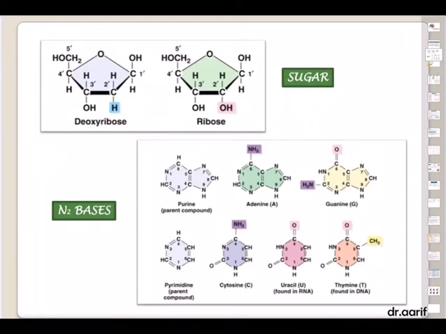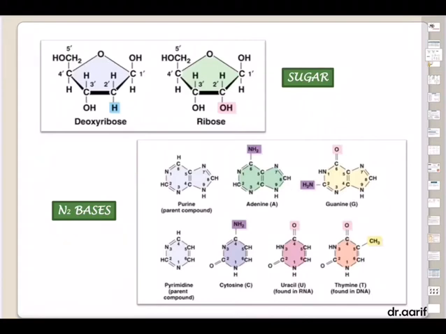Now please look at the diagram. Purines are double ringed structure. Two rings are there, 1 and 2. Whereas pyrimidine is only one ring, single ring structure. So purines are two types, adenine and guanine. Adenine is given symbol A. Guanine is given symbol G. A, G, you must remember.